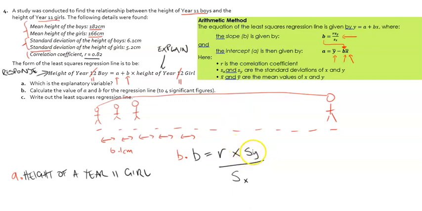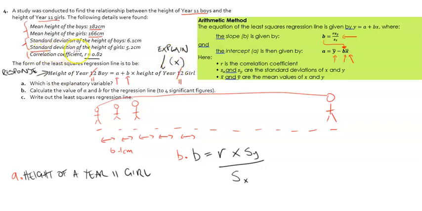Now, what's the standard deviation of y? We've been given two standard deviations, and it doesn't specifically tell us which one the x one is and which one the y one is. But what we do know is that the height of a year 11 girl is the explanatory variable, meaning it is the x value.